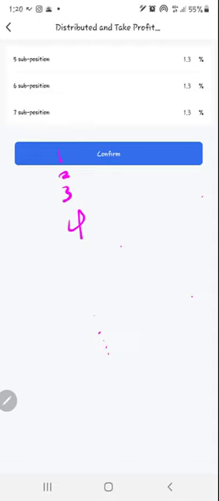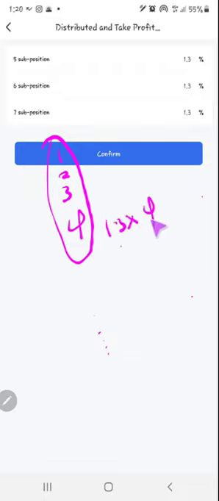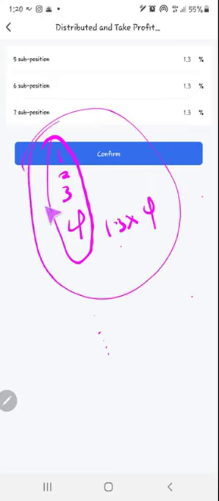4, 3, 2, 1, okay, this robot sells all as one position and it's still going to be 1.3 times 4. It will sell all these coins, all these buys, all these positions as one position.